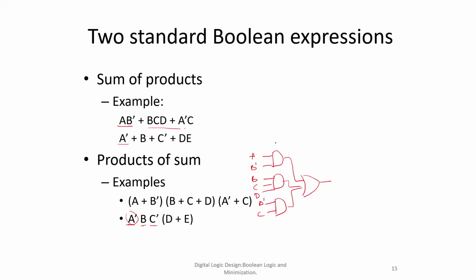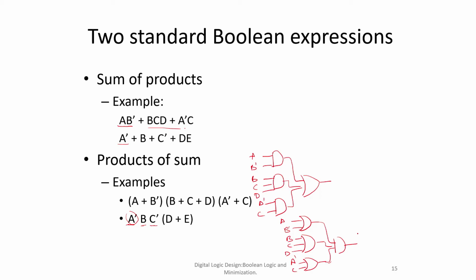So we call it 2-level logic because this is the first level, this is the second level. The product of sum can also be, let's take this example. So you see, this is A, this is B dash, B, C, D, A dash, C, and now the output is essentially the product of them.